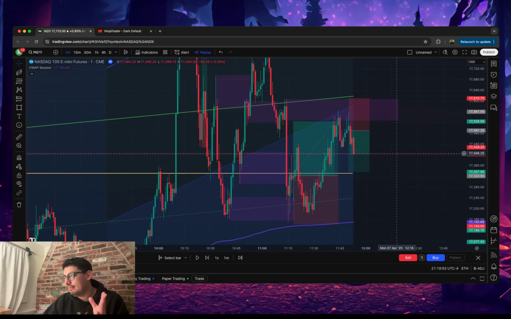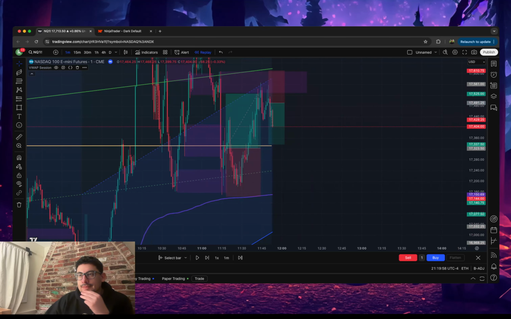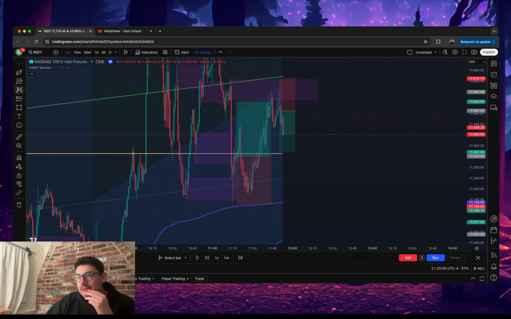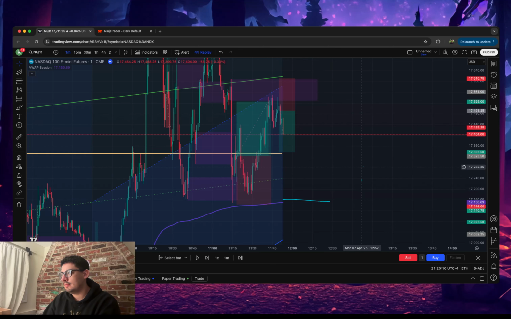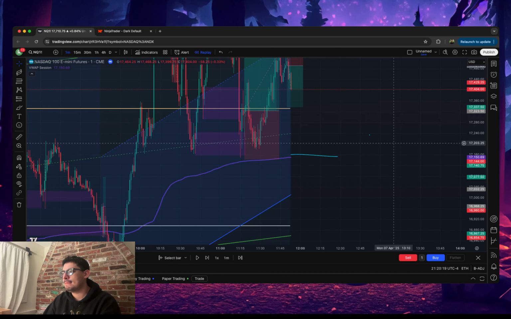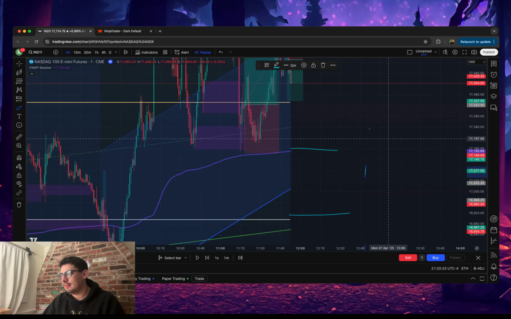Let's play a little game. Let's say first target right here, value area high. Second target, VWAP. Third target is point of control. Third target down here. This is just, let's play a little game.